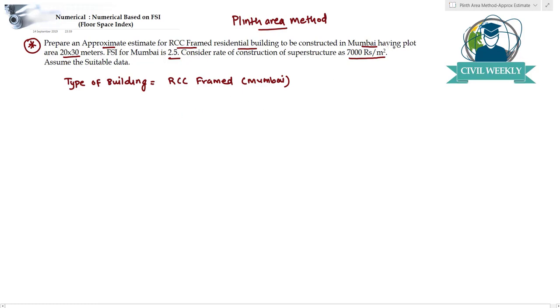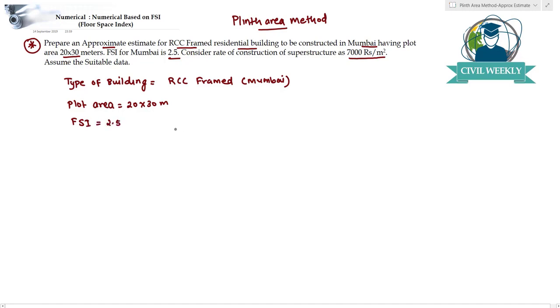Then it is having a plot area. So the plot area is given, and the plot area is 20 by 30 meters. The FSI of this particular region is also given to us, and that is 2.5.